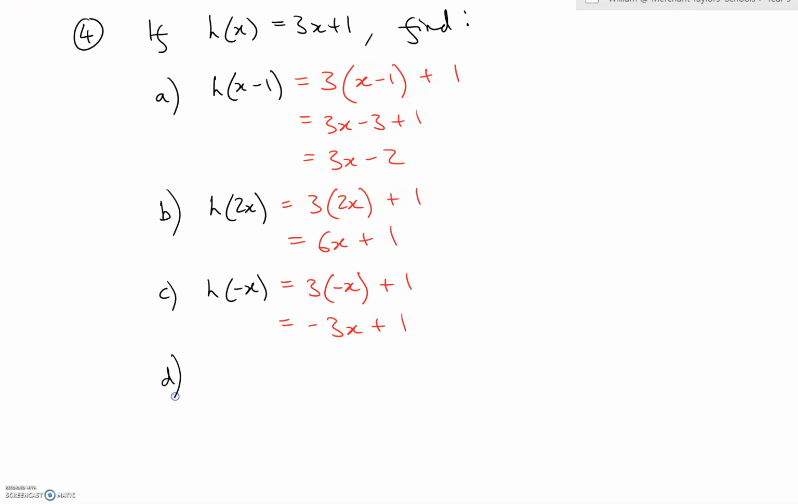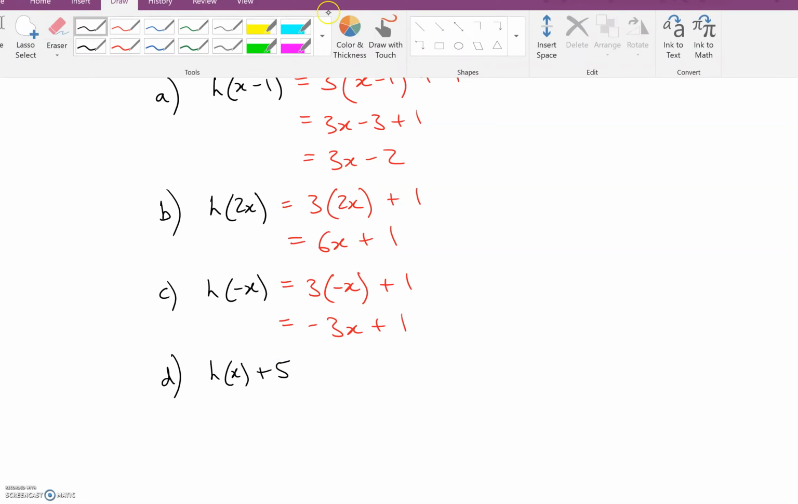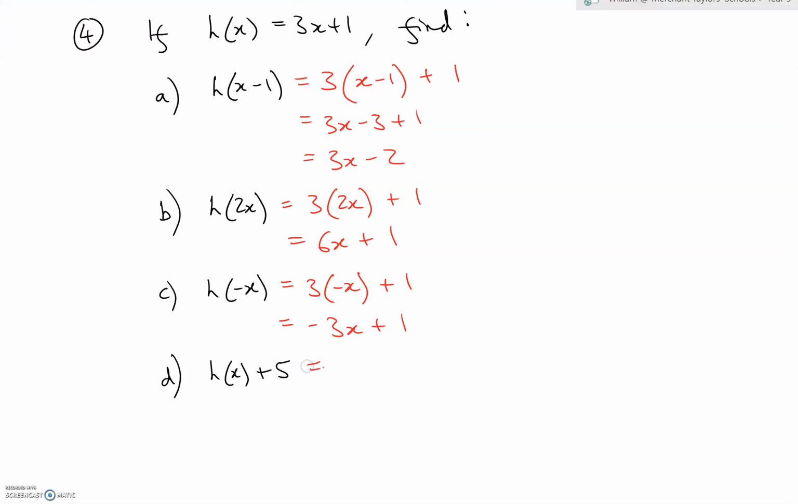And then part D, h of x plus 5. Okay, now this one's a little bit different because you'll notice h of x is still h of x. I'm not replacing the x with anything apart from itself. So h of x plus 5, well, here is h of x at the top. So I'm just taking that. There's my h of x plus 5.